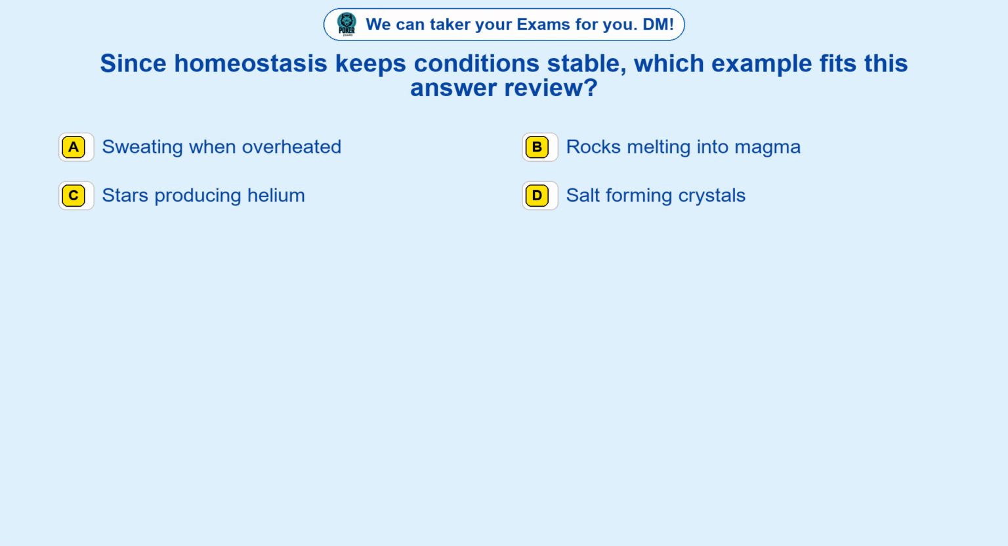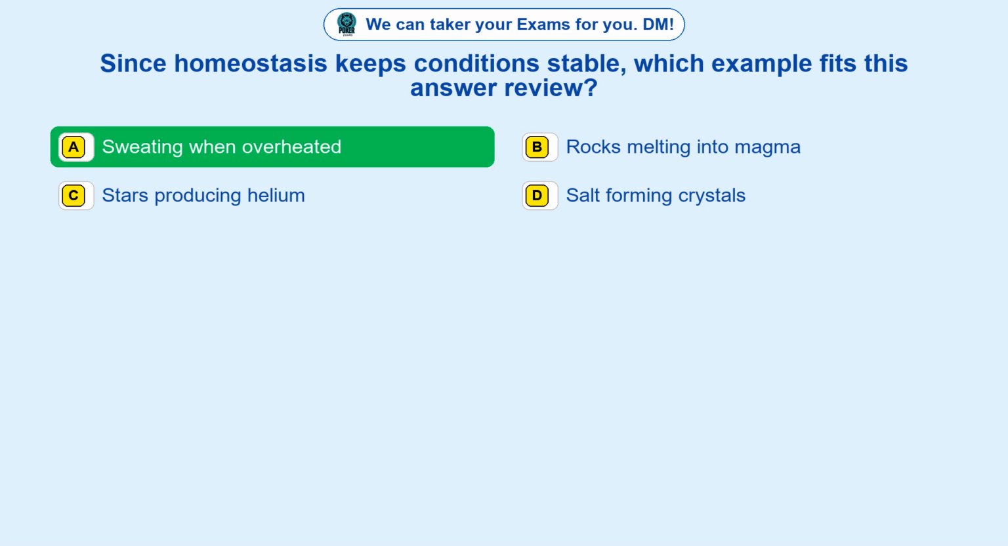Question 20. Since homeostasis keeps conditions stable, which example fits this answer review? Option A. Sweating when overheated. Option B. Rocks melting into magma. Option C. Stars producing helium. Option D. Salt forming crystals. The correct answer is option A.